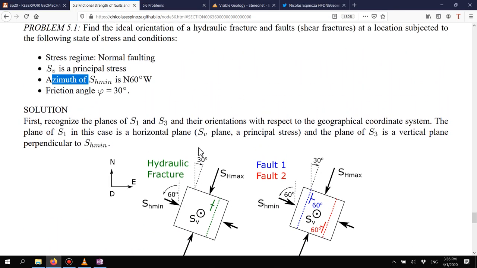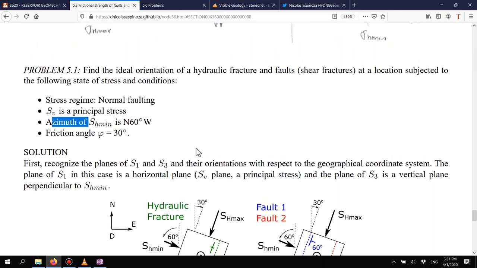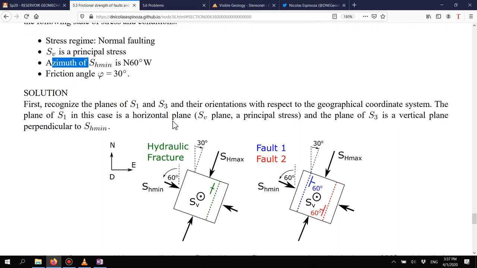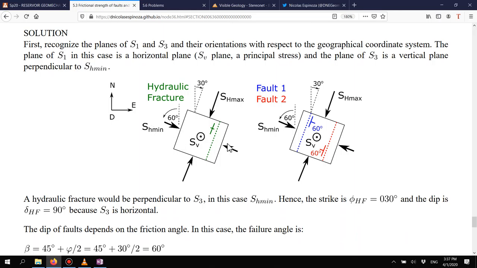Okay, so the first thing that I'm going to do here is to recognize what is the direction of the minimum principal stress. In this case, it is 60 degrees from the north towards the west. So this is that angle. And what this is telling me is the direction of SHmin, which is this direction, and it is at 60 degrees from the north towards the west.